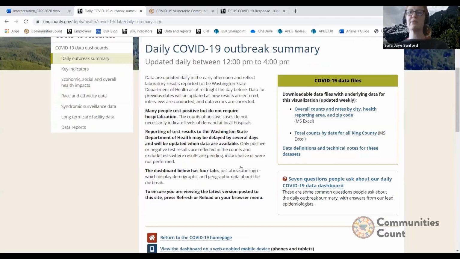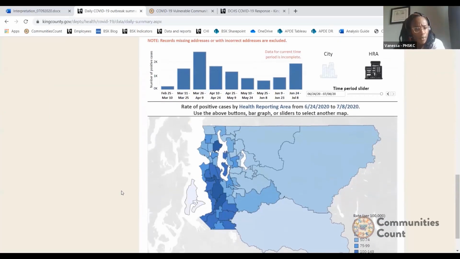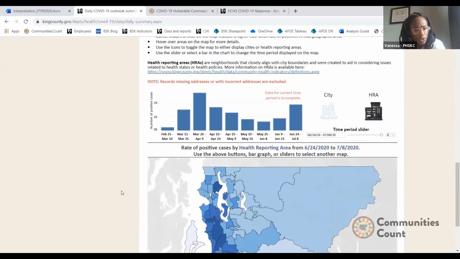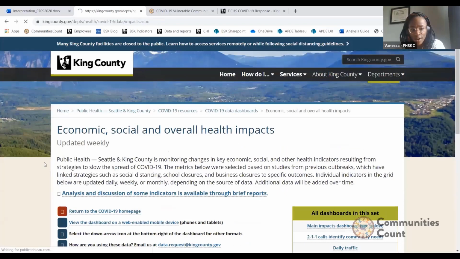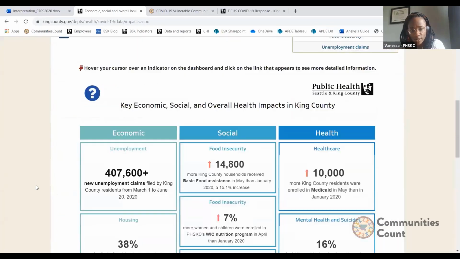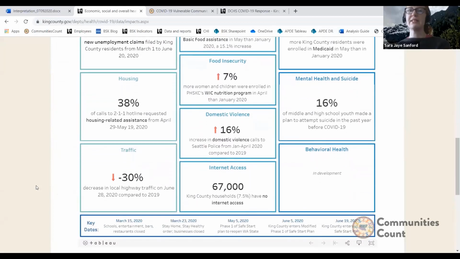Were there any other questions about this in particular before we look at a couple other items? So there was one about the economic and social data. Is there a way to identify geographically where those areas are? So yes and no.